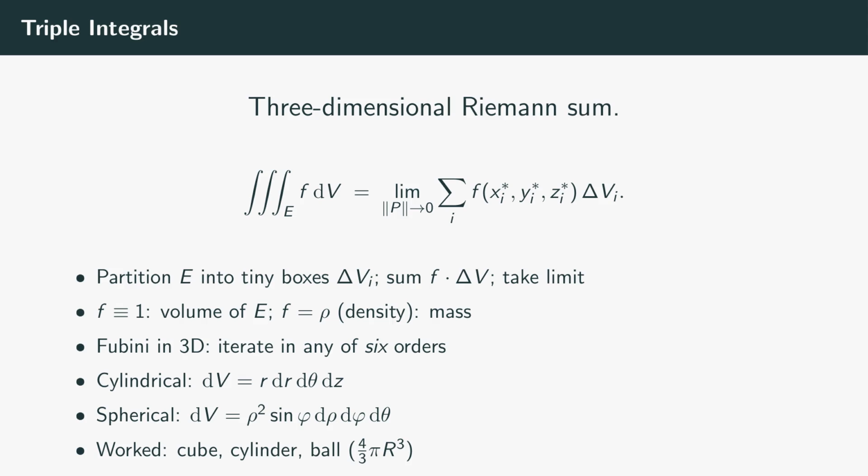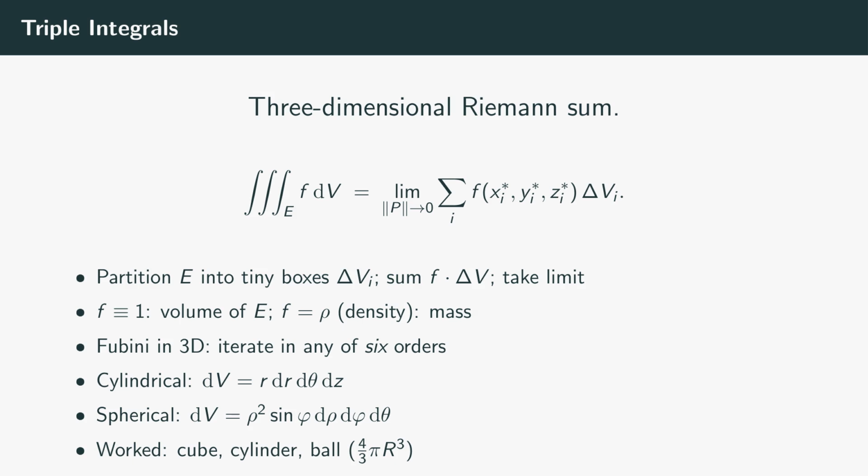Last episode, we built the double integral by partitioning a planar region R into tiny pieces of area delta A, summing f times delta A and taking the limit. Today we add one more dimension. Take a solid region E sitting in three-dimensional space. Think of it as a chunk of material, a ball, a cube, a cone, whatever you like.